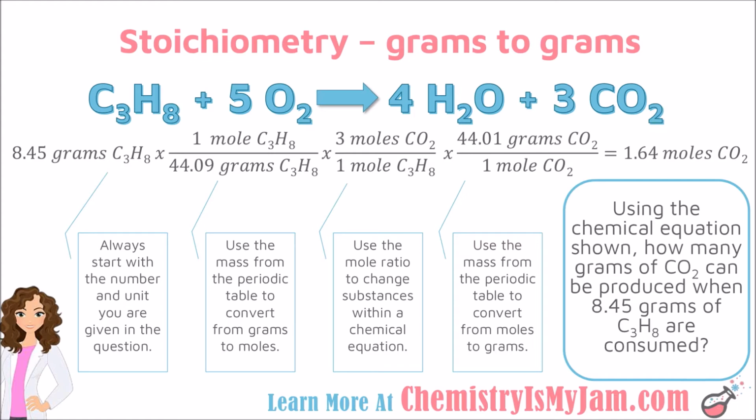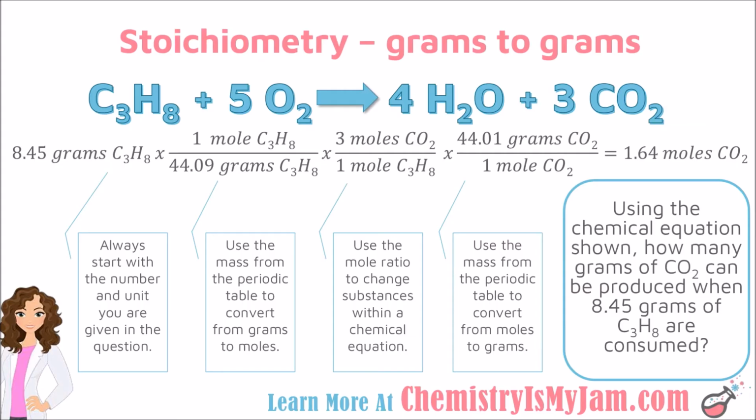Let's build on that a little bit. Suppose you're given grams of one thing and you're supposed to convert to grams of something else. This is more of a real life example because we have scales that can measure in grams. Okay, so here's the question. Using the chemical equation shown, how many grams of carbon dioxide, CO2, can be produced when 8.45 grams of propane, C3H8, are consumed? So we're starting with information about the C3H8 and we're converting to CO2.